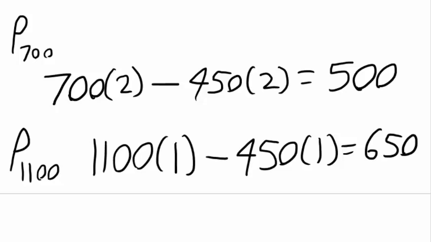And so by comparing these 2 profits and using those profits to determine what price we want to set, we will go with the higher profit of 650 and charge a price of 1,100 for a computer.